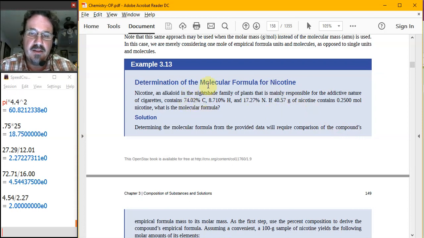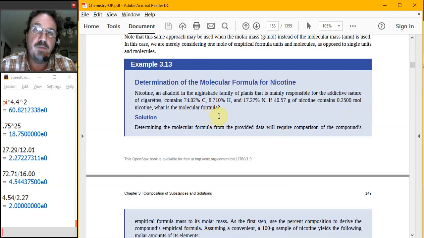All right. Now here they didn't say the empirical formula, they told me the molecular formula. Now in the previous problem I got the empirical formula, but that's as good as I could do. Maybe it was one of those other ones we came up with, we weren't sure. There must be something else about this, and so let's read this carefully. Nicotine in plants, addictive nature in cigarettes, 74.02% carbon, that percent hydrogen, that percent nitrogen. And it says if 40.57 grams of nicotine contains that many moles, what is the molecular formula?